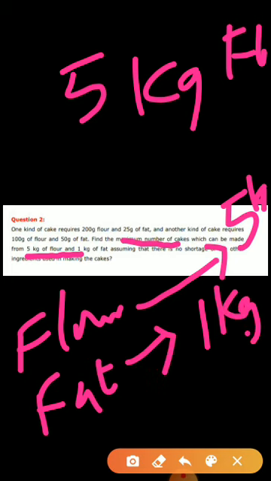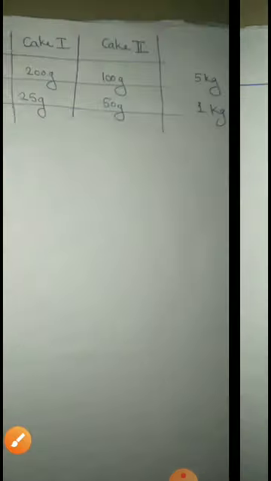That means maximum means what will be the inequality? Less than or equal to. So what we have written is, see, flour 200 gram accordingly, less than or equal to 5 kg. For fat it is less than or equal to 1 kg. Clear? But if you observe, here everything is written in gram and here we have written in kg. So in order to formulate, everything should be written in the same unit.